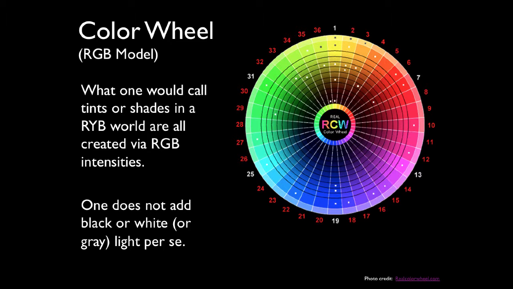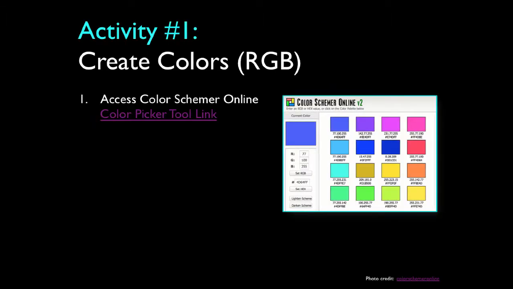The other thing to know is even though you still have this kind of concept of tints or shades, one doesn't actually add black or white light or even gray light to form those shades and tints. All of these colors are formed via the RGB intensities. All right, so this brings us to our first activity.